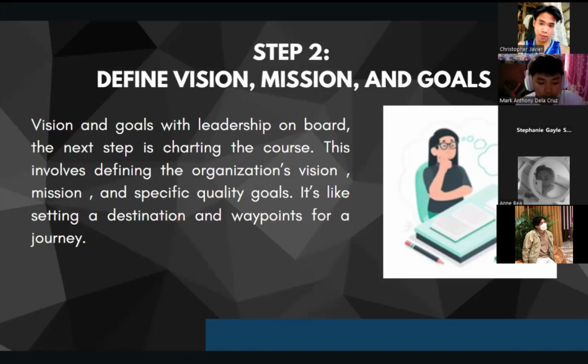Step 2 is define vision, mission, and goals. With leadership on board, the next step is charting the course. This involves defining the organization's vision, what we aspire to be, mission, or our purpose, and specific quality goals, or what we aim to achieve in terms of quality. It's like setting a destination and waypoints for a journey.